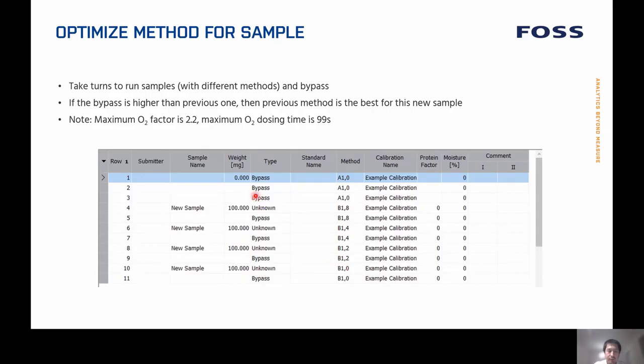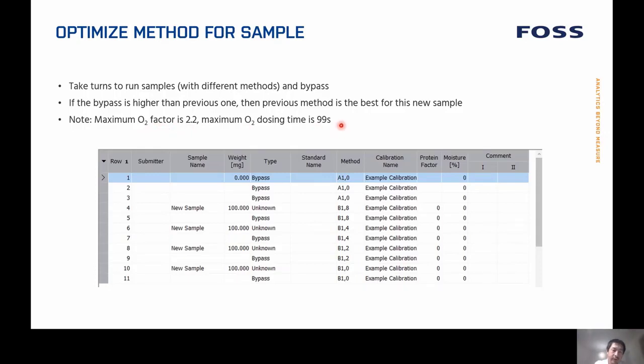You should observe the bypass. If the bypass is higher than the previous one, then the previous method is the best for the samples. Because if the bypass is higher, that means there is carryover in the system, and the combustion is not complete. Then you should use the previous one to ensure the combustion is complete. Also note there is a maximum oxygen factor, which is 2.2. You cannot use a factor higher than 2.2.